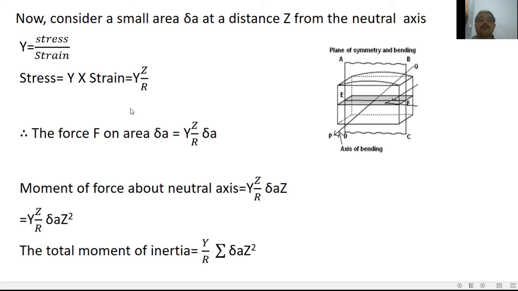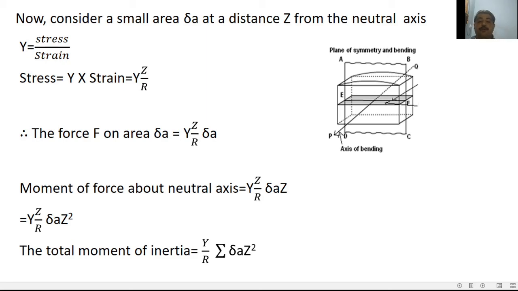Therefore, the force F on the area delta A can be written as Y into z by r into delta A, because we know that the stress is equal to force per unit area. So that is F by A is equal to Y into z by r. When we cross multiply, then F is equal to Y into z by r into delta A.